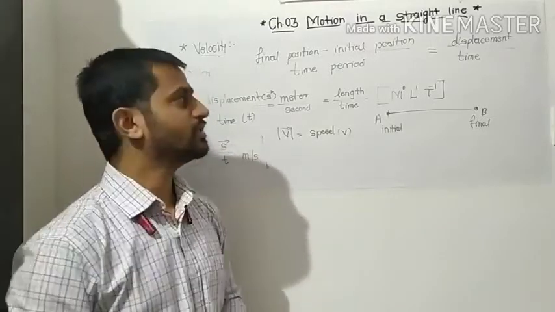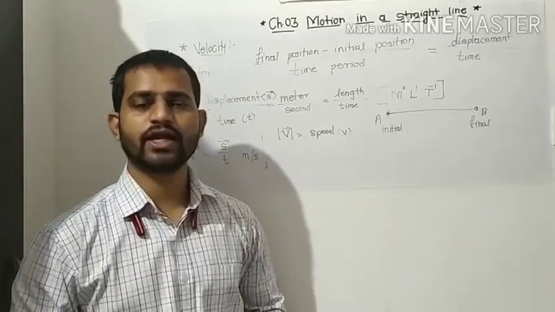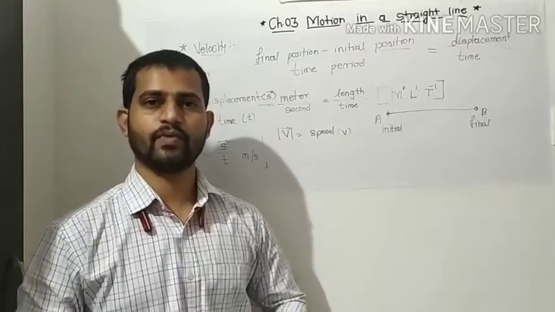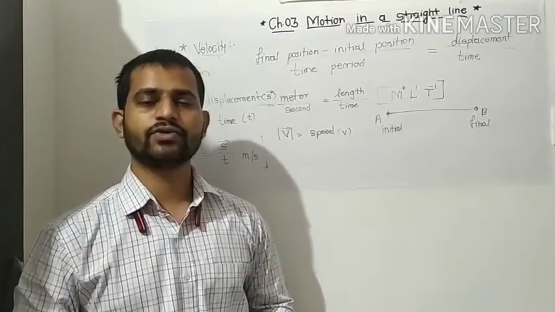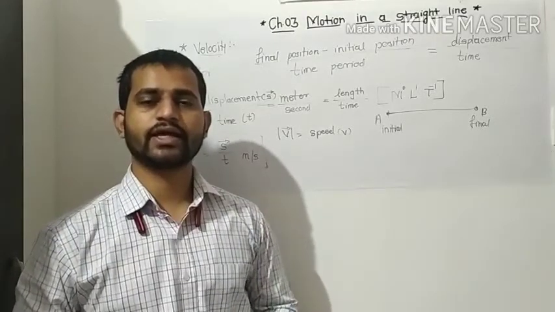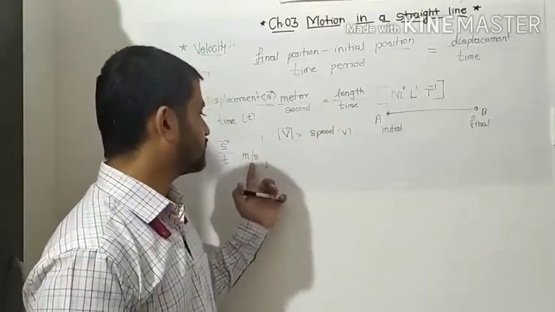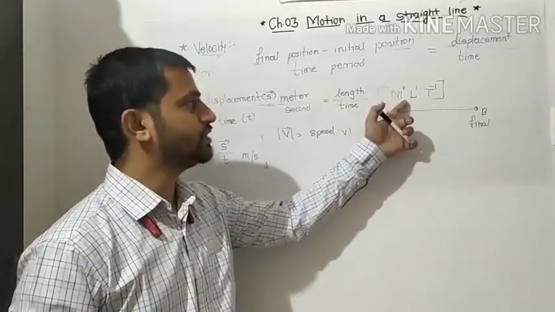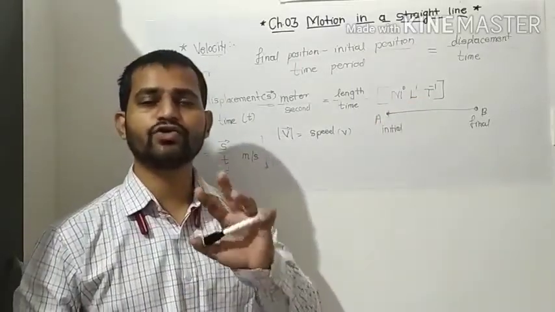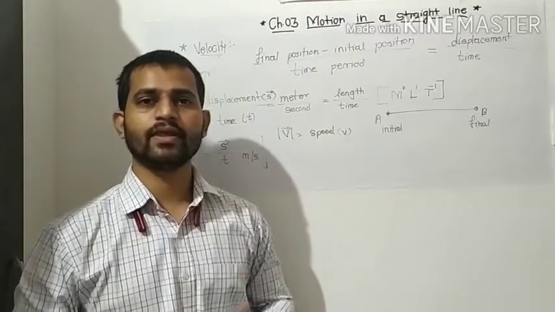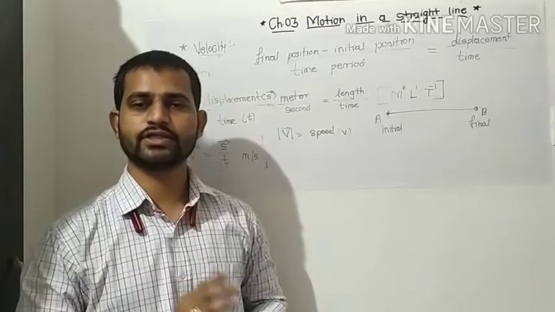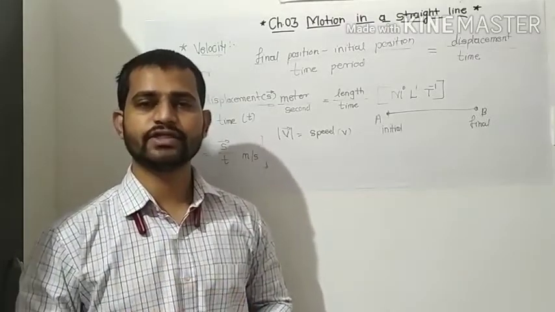Okay, so these are some specifications for the velocity, and depending on these specifications we can go for the similarities and the differences between velocity and speed. As we know, there are some similarities between velocity and speed, like its unit. Okay, the unit is the same, meter per second. Then its dimension, M raised to 0, L raised to 1, T raised to minus 1, and its requirement, that we require two positions for the calculation of the velocity, that is the initial position and the final position. Okay, so these are the similarities, and we will see the differences also.